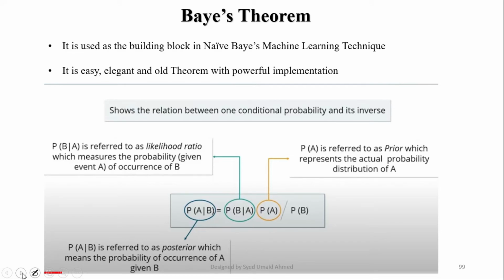So I hope that everyone got the proper idea about the Bayes theorem. Bayes theorem is a very powerful theorem, and it is used in machine learning techniques most of the time. It is an easy, elegant and old theorem, and you have also studied in this video about the prior and posterior. So you can see here is the prior, which is the probability of event A, and this is the posterior. The likelihood we will discuss as the inverse of the posterior. I will explain it later.